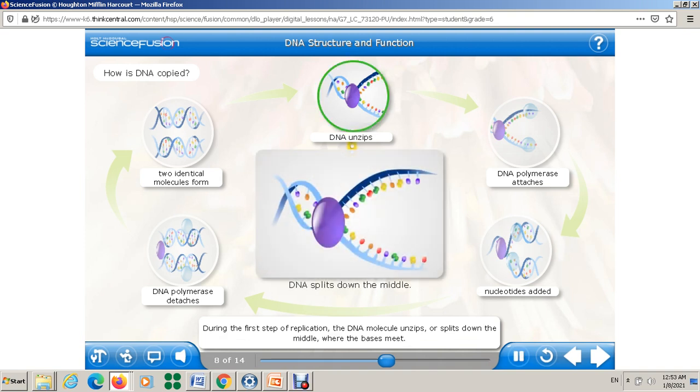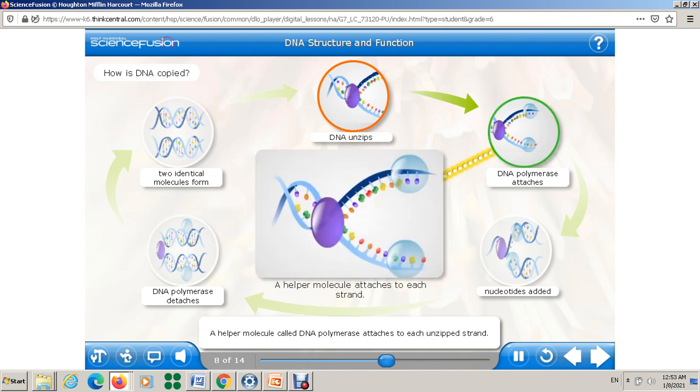During the first step of replication, the DNA molecule unzips or splits down the middle where the bases meet. A helper molecule called DNA polymerase attaches to each unzipped strand. DNA polymerase aids in replication.